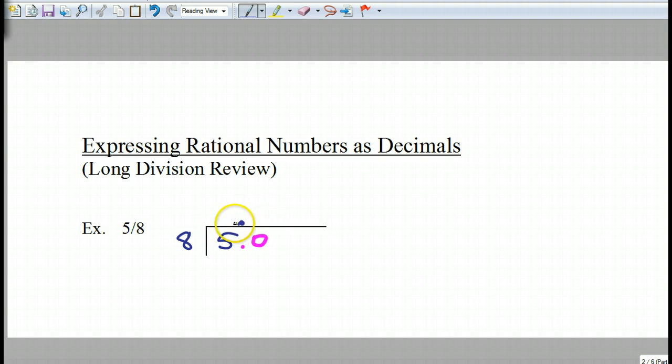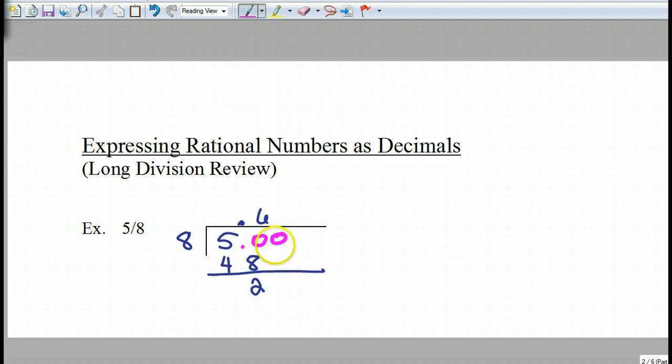8 times 8 is 64, so that's too big. 6, yep. 6 times 8 is 48. And I'm going to subtract 48 from 50. What do I have? 2. Okay, now here's a problem. We're not done yet. So we're going to add another 0 to it.